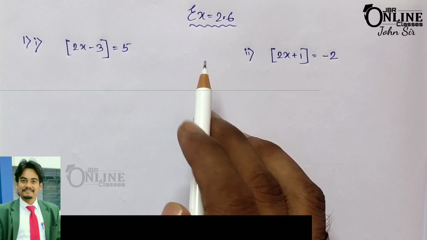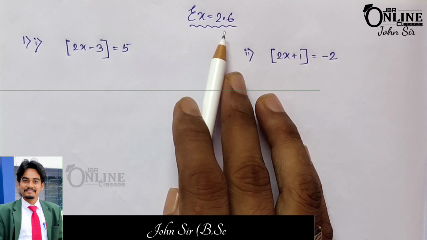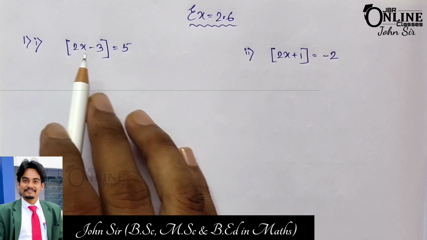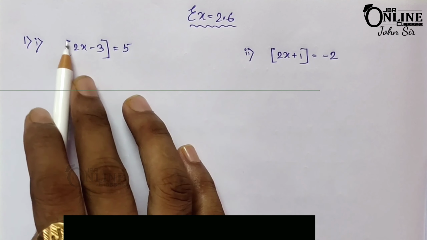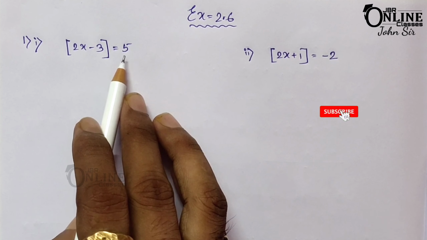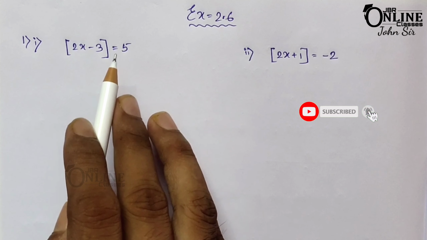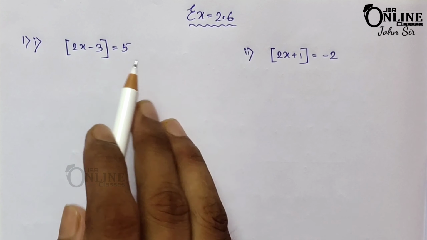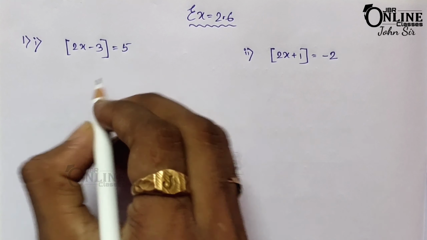So hello everyone, in this video I am going to start exercise 2.6 from the book of ML Agarwal. So here the first problem. Here in the first problem, within the closed interval, 2x minus 3 equals 5. You have to solve this equation and find out the value of x. Clear?